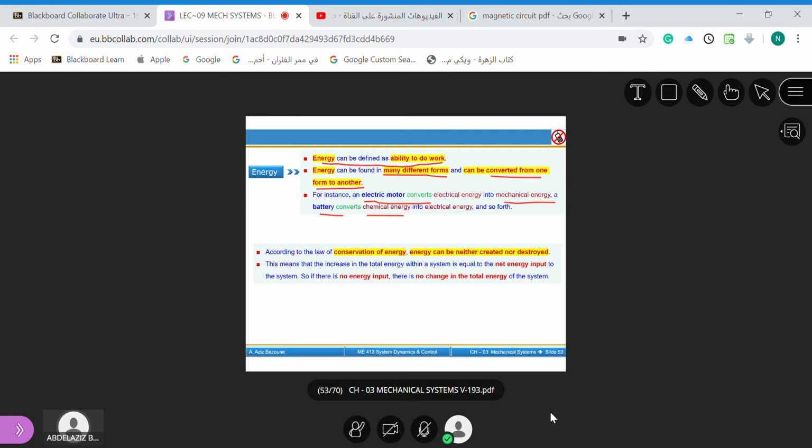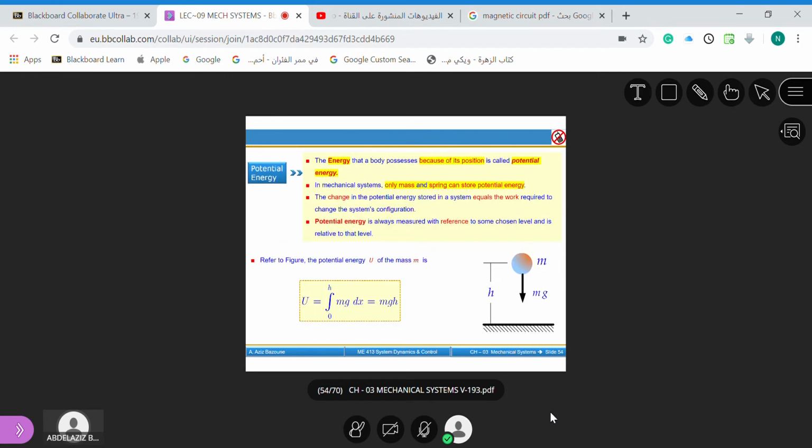The conservation of energy, Shabab, says that energy can neither be created nor destroyed, but it is simply transferred from one type to another. So this means that the increase in total energy within a system is equal to the net energy input to the system. If there is no energy input, there is no change in total energy, and we can say that the system is conserved.